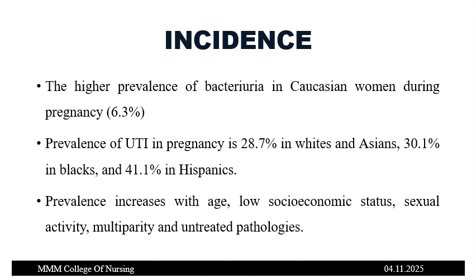Incidence: higher prevalence of bacteriuria in Caucasian women during pregnancy, and that constitutes about 6.3%. Prevalence of UTI in pregnancy is 28.7% in whites and Asians, 30.1% in blacks, and 41.1% in Hispanics. Prevalence increases with age, low socioeconomic status, sexual activity, multiparity, and untreated pathologies.